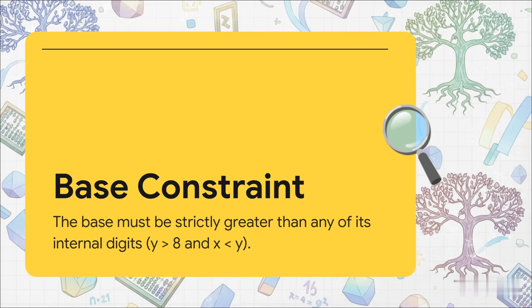So condition number 1 is locked in. y must be strictly greater than 8. Furthermore, since x is also a digit in that exact same base y system, x must be strictly less than y. These two constraints are our shield right now. Without them, we are for sure going to fail the level.